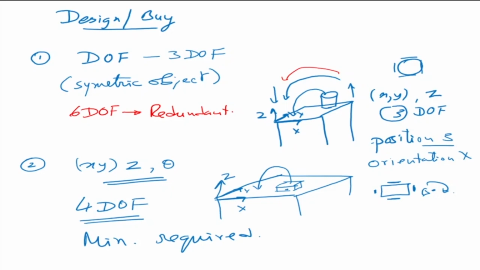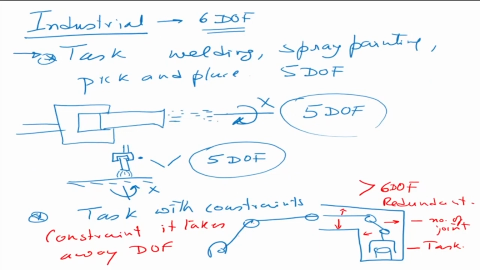Now, if it has more than 6 degrees of freedom, like in this case, and it is doing a task in here, then also it need not be redundant. So please keep this in mind, because it is losing degrees of freedom when it is doing the task.